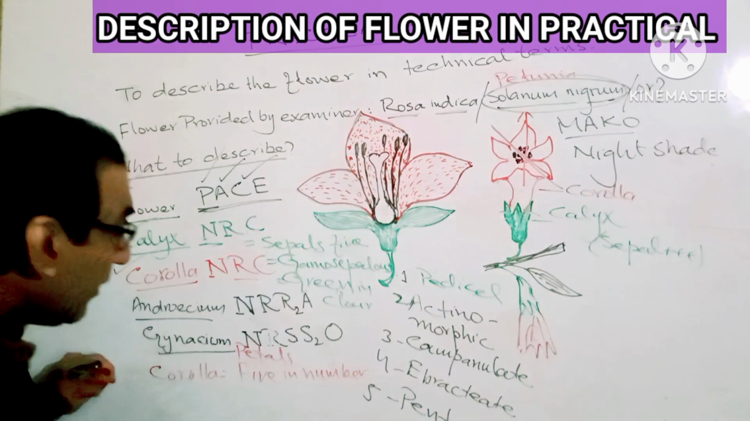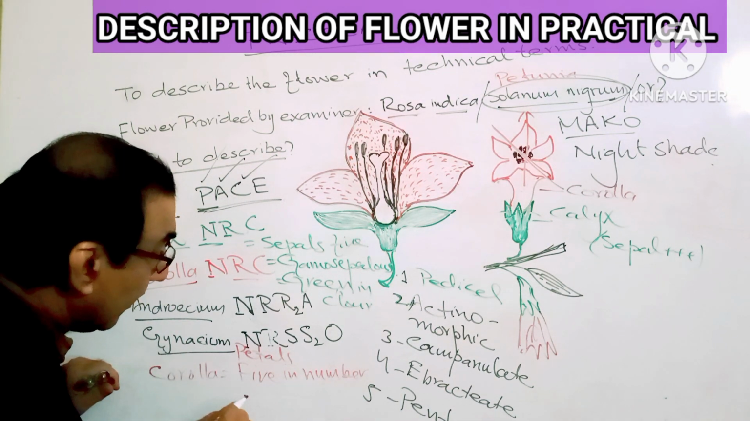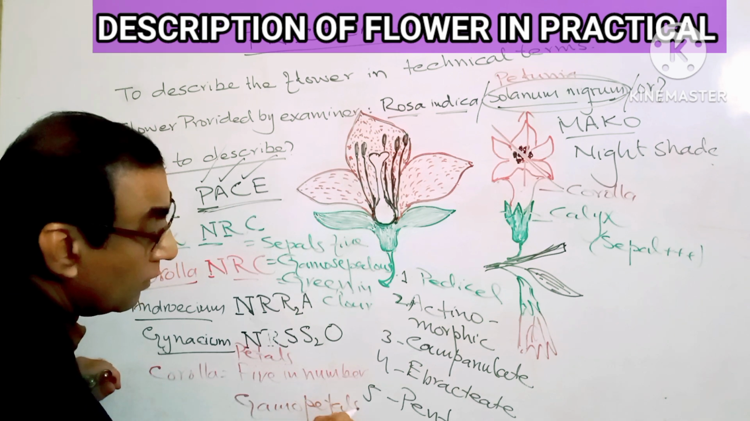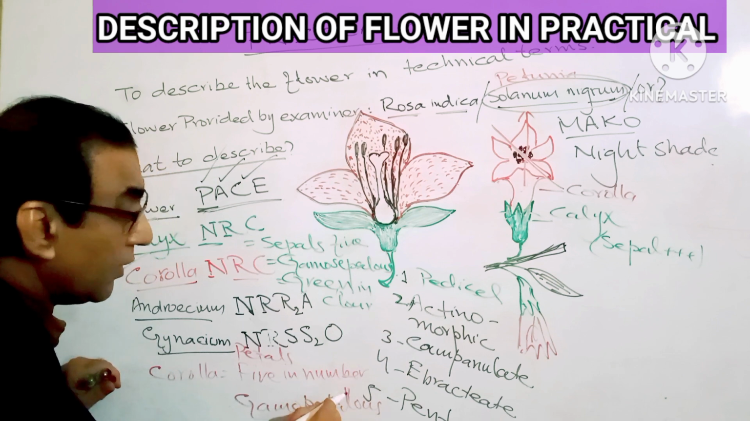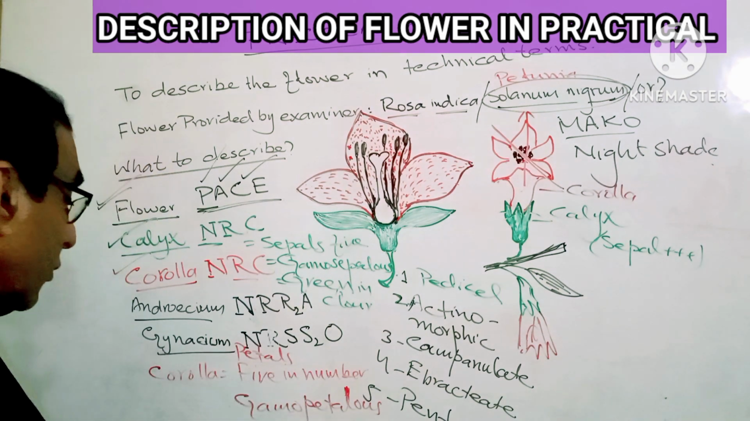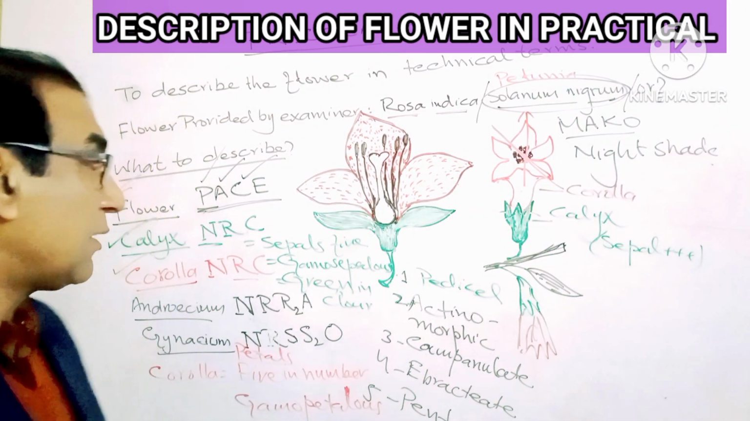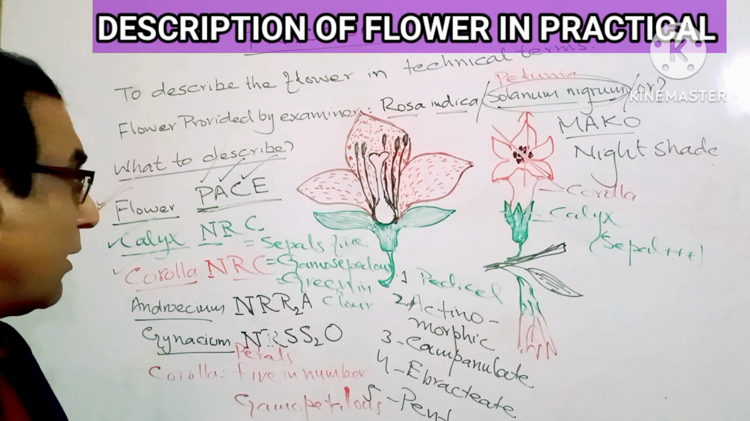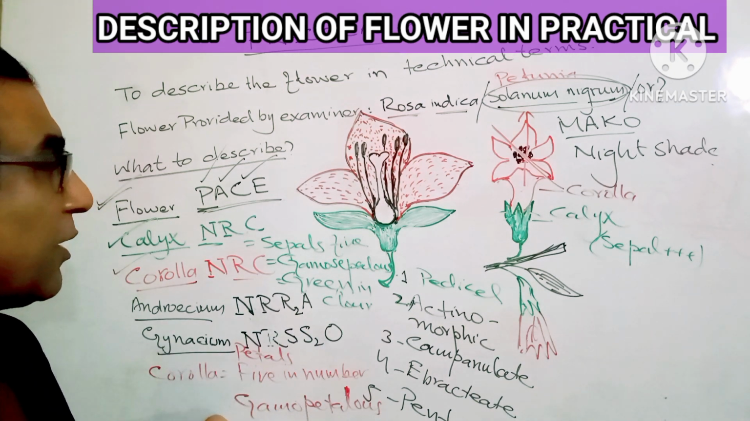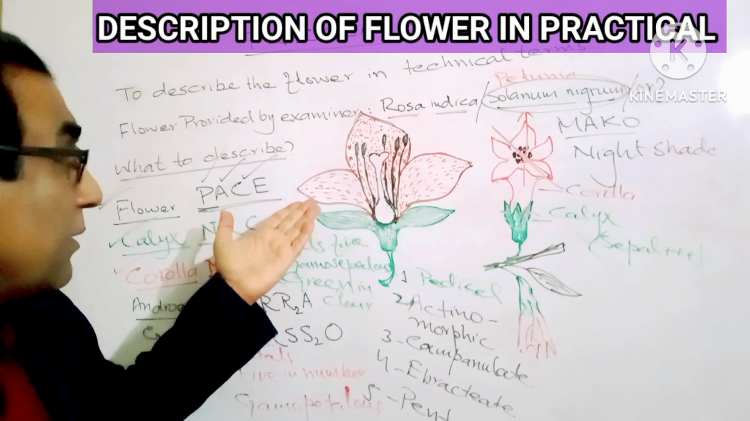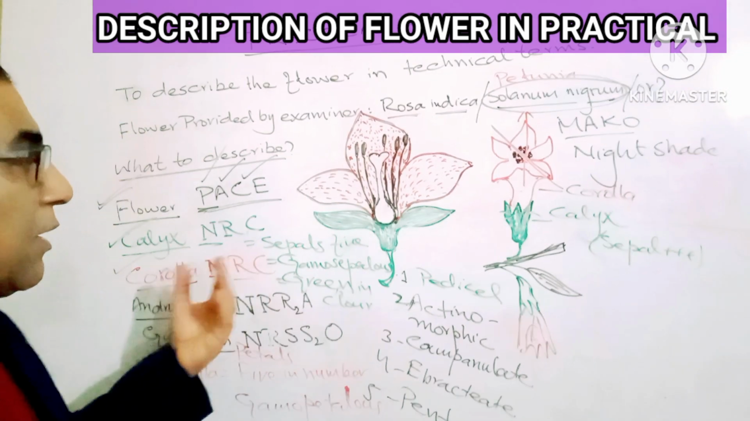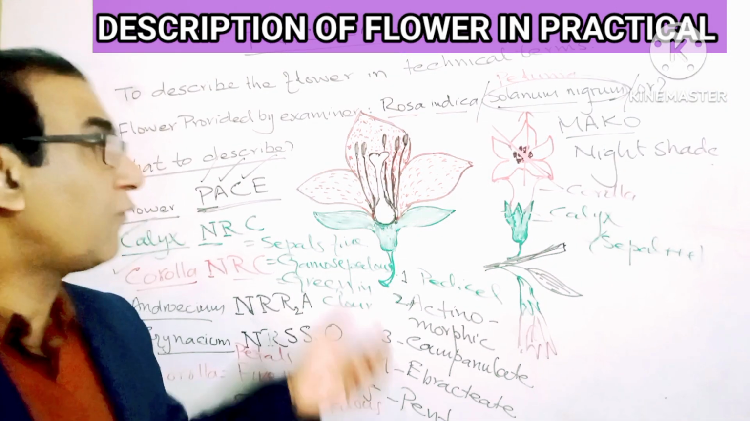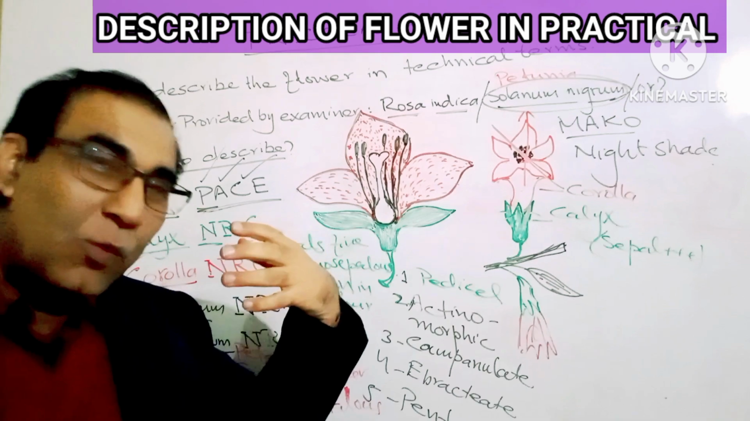So let me write here: gamopetalous. And what is left? That is the color. If you are not colorblind, you would see the color. If it is indigo, you will write indigo color. If they're white, you will say white in color.